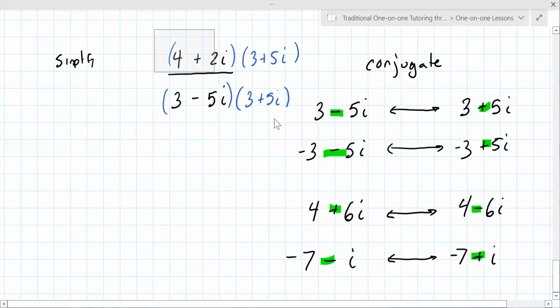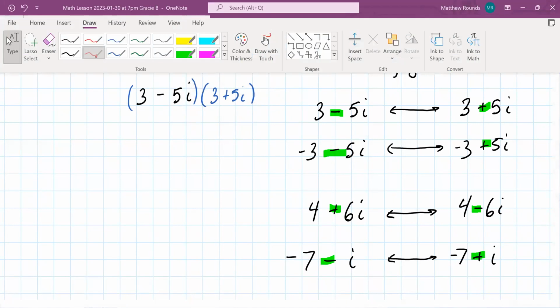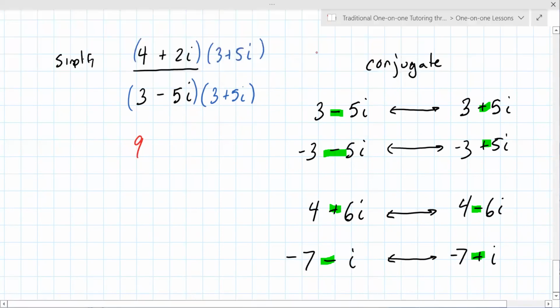So the reason I asked you to FOIL those previous ones is because guess how many FOILs you have to do here? You have to do one for the top and the bottom. So we're going to do the bottom first, down below here. So it's 9 plus 15i minus 15i minus 25i squared.